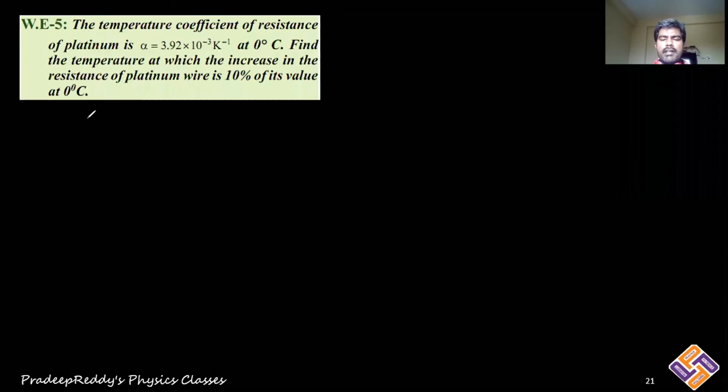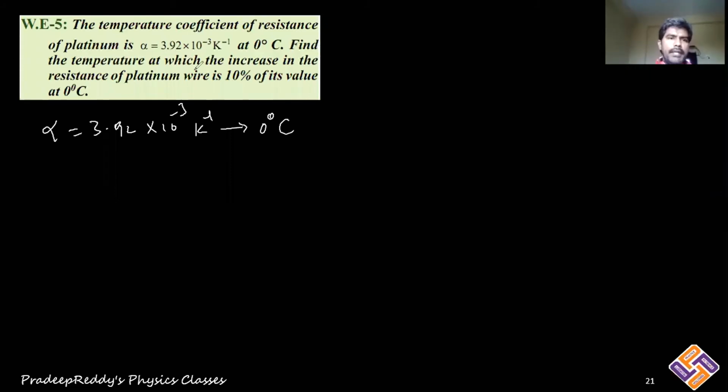Students, let us see one problem based on variation of resistance with respect to temperature. In this, it is mentioned the temperature coefficient of resistance of the platinum is given. Alpha is equal to 3.92 into 10 power minus 3 Kelvin inverse. This is at 0 degrees Celsius.